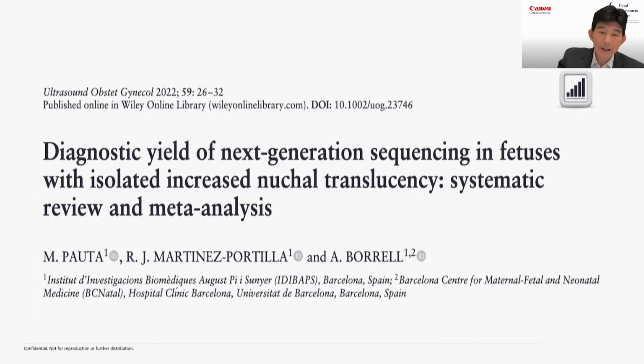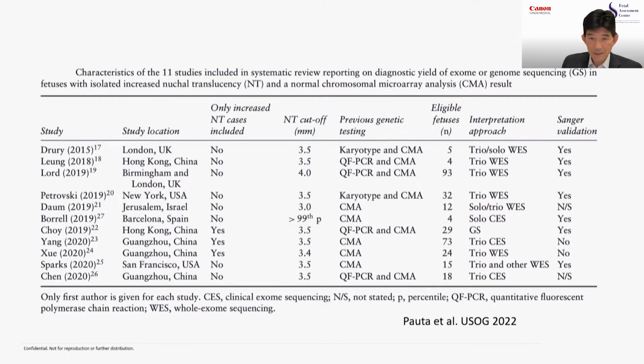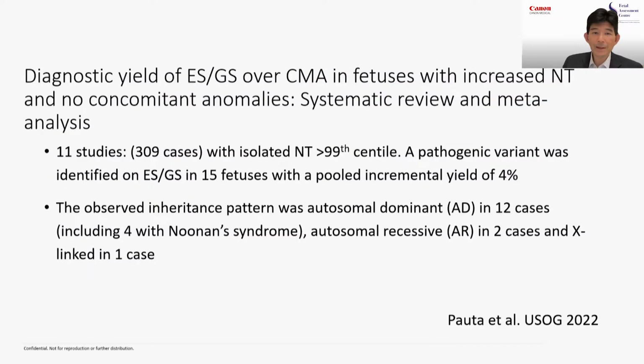Recently, there was a very good paper from Pauta and colleagues from Spain, which reviewed and presented in a meta-analysis the incremental yield of next generation sequencing or whole exome sequencing in fetuses with an increased nuchal thickness. You can see that a lot of papers were used in the analysis, 11 papers in total, using cutoffs usually hovering around 3.5 or more. Some would use a greater cutoff of 4, some would use the 99th centile, but the vast majority used 3.5 mm or more. And you can see from this paper that there was a pooled incremental yield of 4%. So I think that's another number to take home, to remember that there is an increased incremental yield of about 4% in this particular cohort of cases.